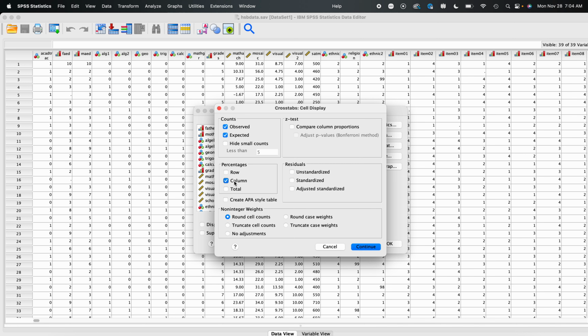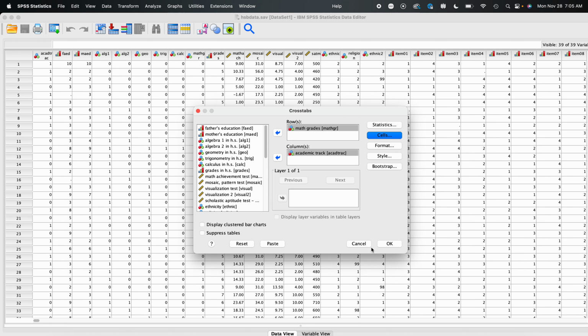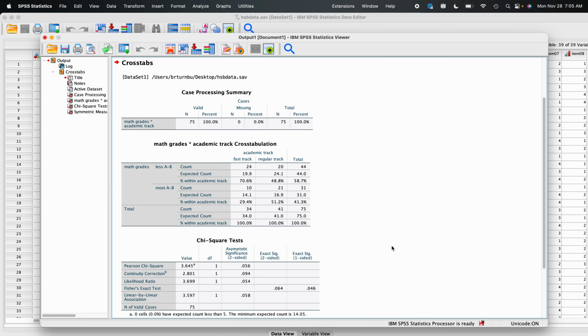Once I've got this checked off, I want to make sure that I have the correct information in the choice of what the non-weighted pieces are. So that would be my round cell counts. I don't want to use decimals or anything else. I'm going to click Continue, and then I'm going to click OK to actually run the chi-square.